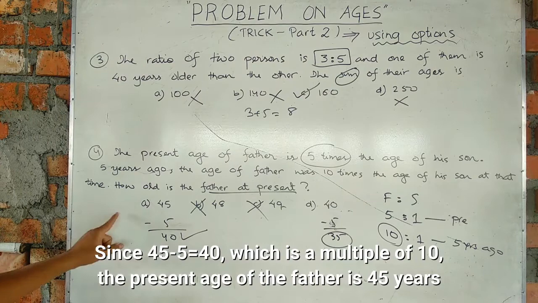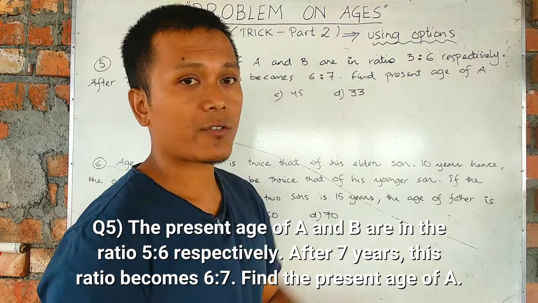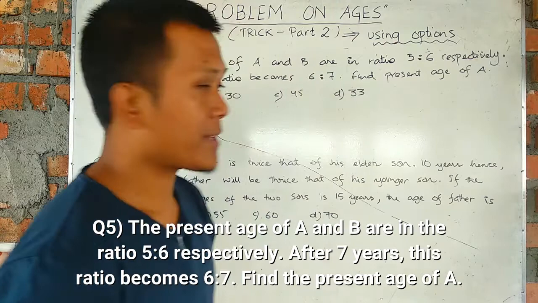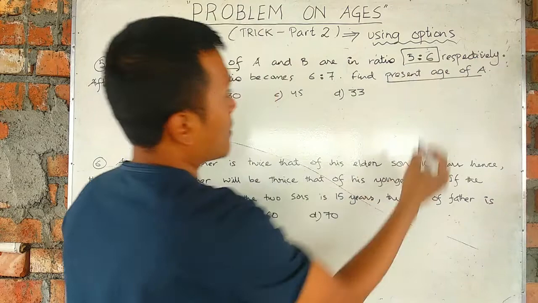So an example. The present age of A and B are in the ratio of 5 is to 6 respectively. After 7 years, this ratio becomes 6 is to 7. Find the present age of A. Let the present ages of A and B be in the ratio 5 is to 6. Hence, present age of A is a multiple of 5.